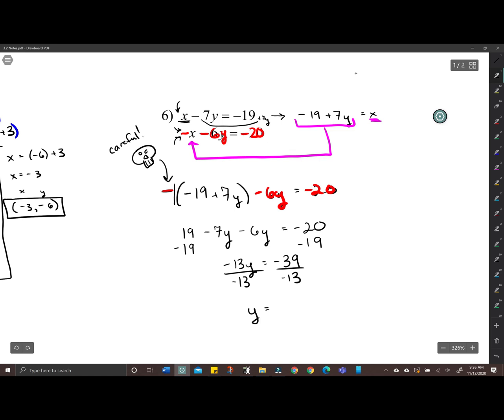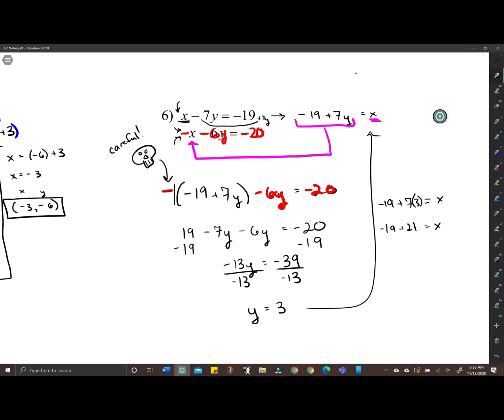So y is 3. We're not done yet. You got to find x. We're so close. So just substitute it back on in, and that just means negative 19 plus 7 times 3 is equal to x, negative 19 plus 21. And then that means 2 is equal to x. So 2 comma 3, there's your answer.